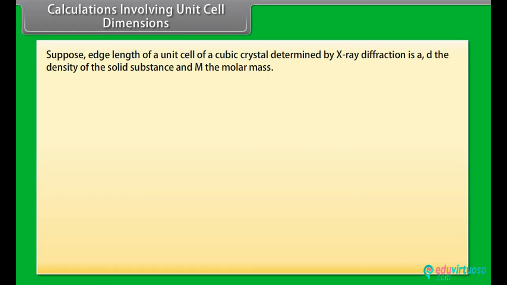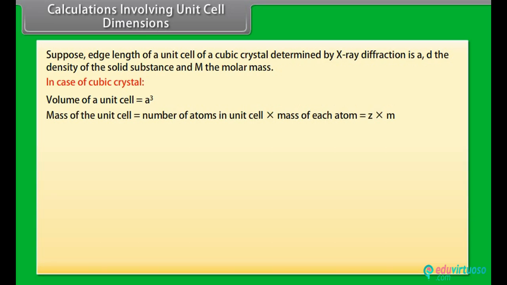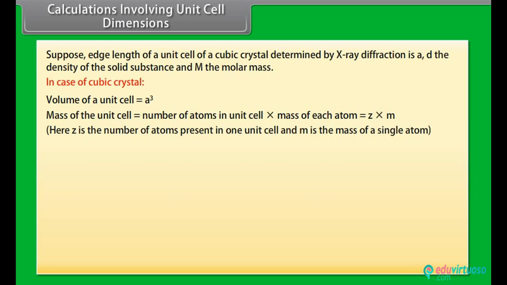Suppose the edge length of a unit cell of a cubic crystal determined by X-ray diffraction is a, d the density of the solid substance, and M the molar mass. In case of a cubic crystal, the volume of a unit cell is equal to a cubed. The mass of the unit cell is equal to the number of atoms in the unit cell times the mass of each atom, which is equal to Z times m. Here, Z is the number of atoms present in one unit cell and m is the mass of a single atom. The mass of an atom present in the unit cell, m, is equal to M upon Nₐ.